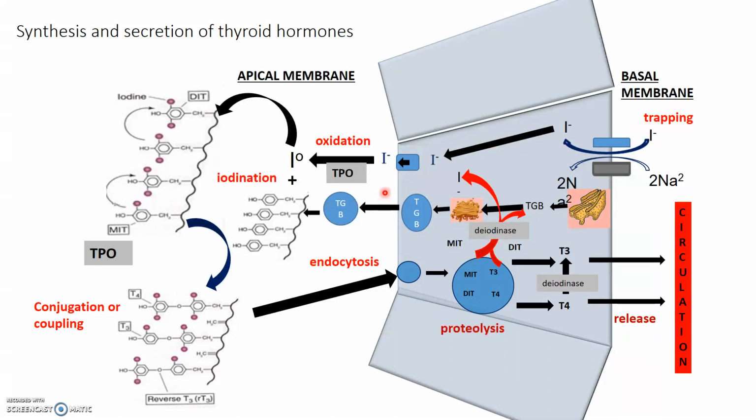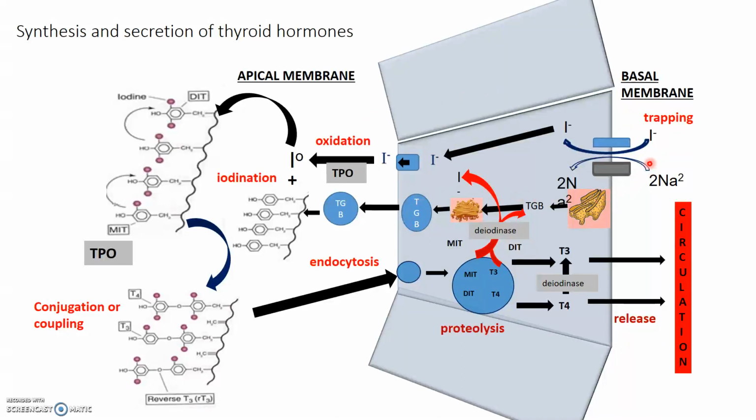Then the iodide which enters here will leave the follicular cell and enter the follicular lumen across the apical membrane. This transporter is known as a Cl minus I minus exchanger, or pendrin. Cl minus will go inside, I minus will go outside. If this transporter is mutated, it can cause goiter as well as hearing loss. Those are the first step, which is the trapping.